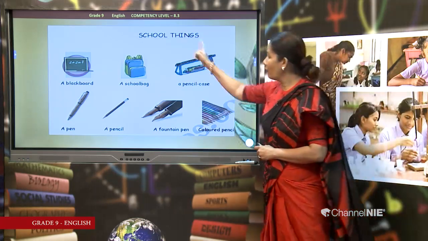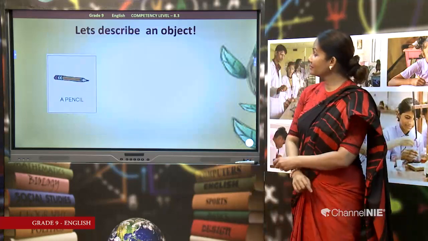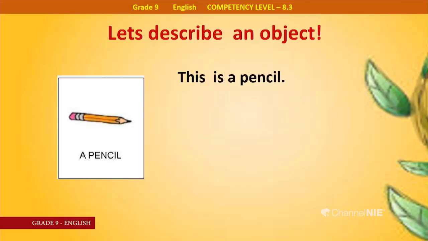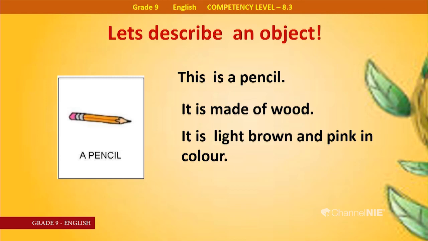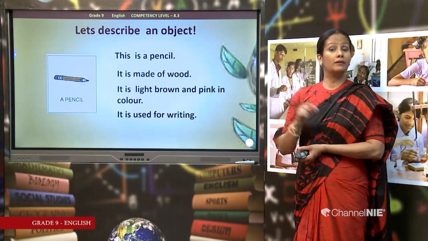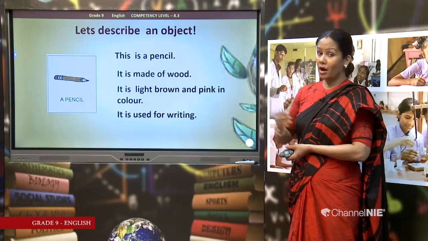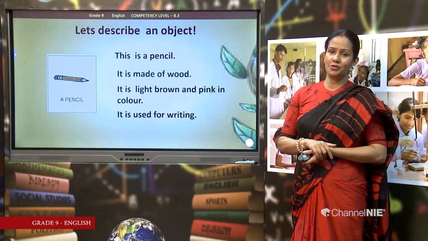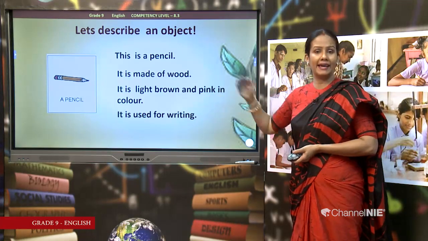We are going to describe one object out of here, that is a pencil. Let us describe an object, shall we? This is a pencil, very simple sentence. It is made of wood. It is light brown and pink in color. Here the eraser part is in pink color. It is used for writing. So, why are we using a pencil? For writing. Why are we using an eraser? Can you remember? To remove pencil marks. So, here we learned about describing objects. I hope you can describe any object given to you now by using simple sentence structures like this.